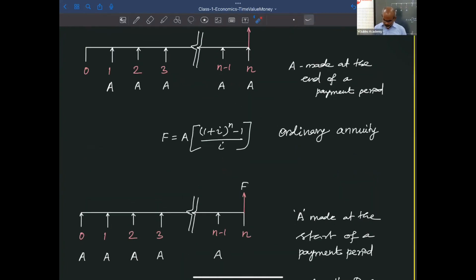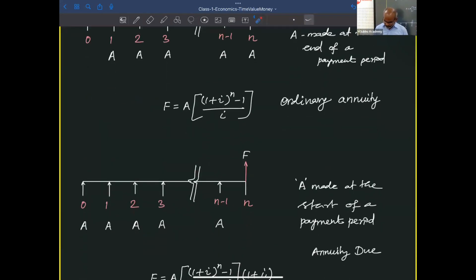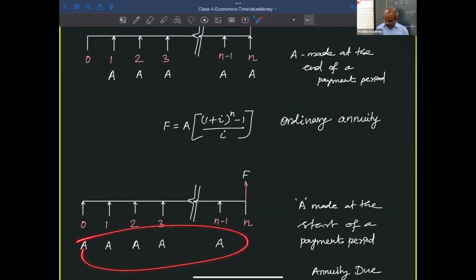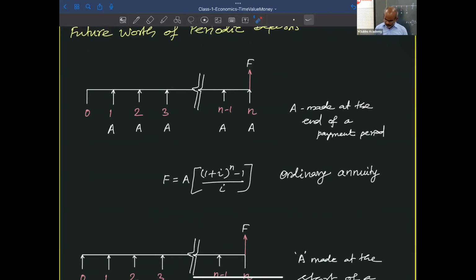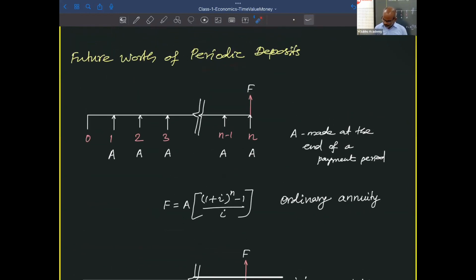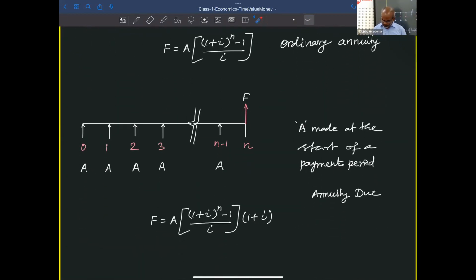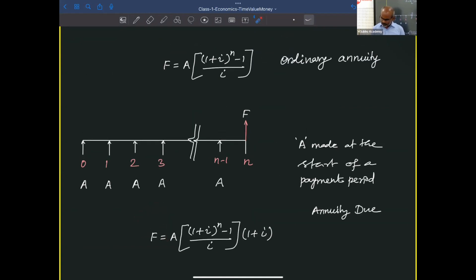The number of times A is deposited here and here is the same. But what is happening here is the payments are made at the end of a period. Here the payments are made at the start of a period. So since it is made at this n-1, we will be waiting for one more term so as to get the future value F. So this formula is called the ordinary annuity, and this formula is what is called the annuity due.